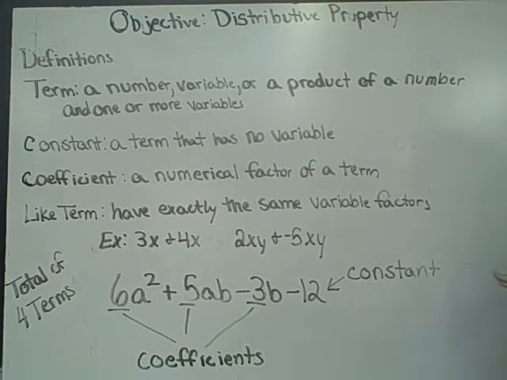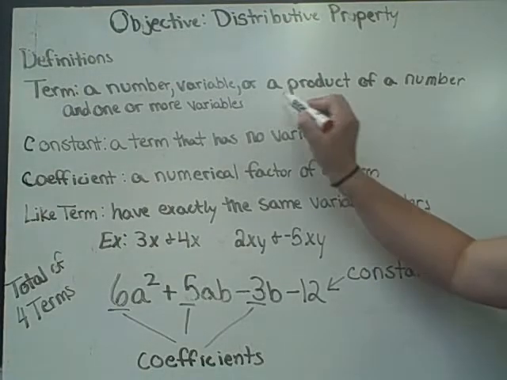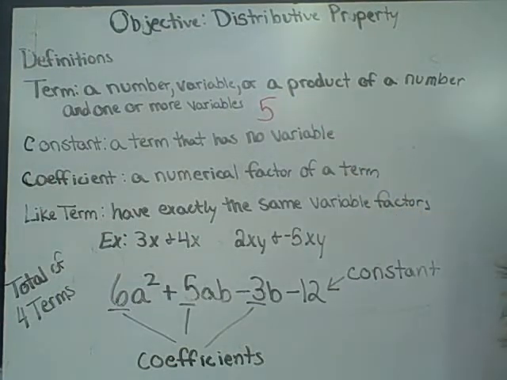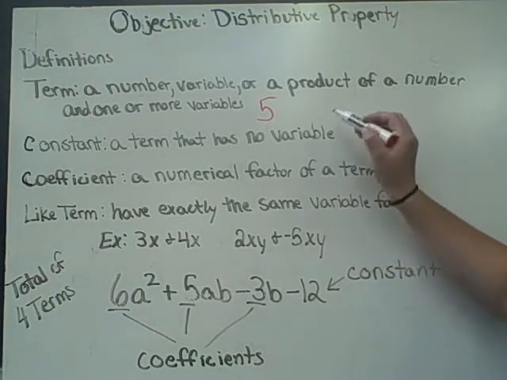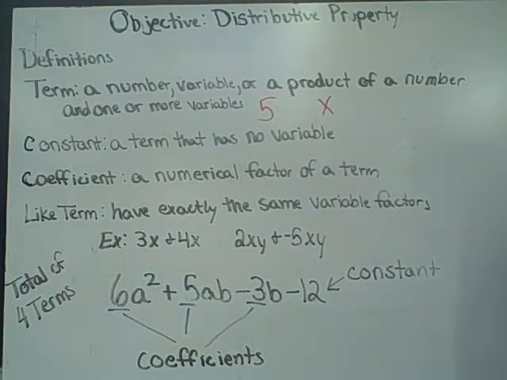Today's objective is the distributive property. Definitions. A term. A term is a number, a variable, or a product of a number and variable. So a term can either be just a basic number, like 5. It can be a variable, like x, or y, or z, or whatever letter you choose to use. Or it can be a product of a number and variable.